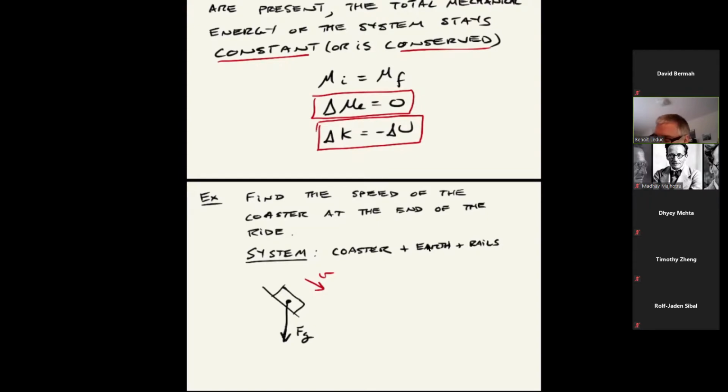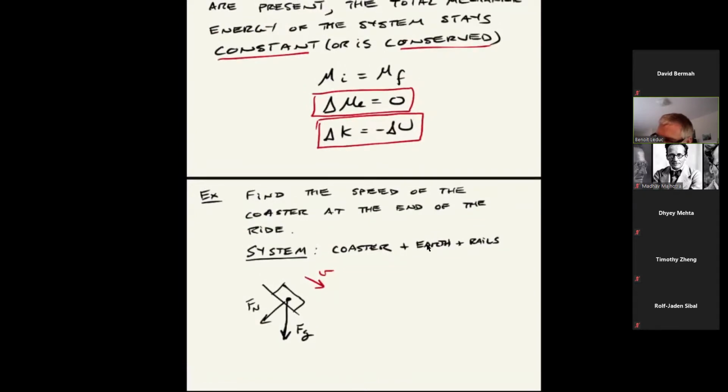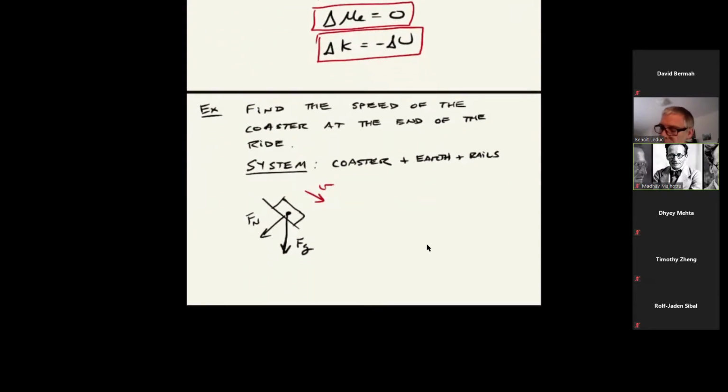Now, the normal force might be towards or outwards. It doesn't really matter here. I'll put it in here, right? So it would be in. All right. And that's it. Now, do we care about the work done by the rails? Yeah, Madav. No, because it's perpendicular. That's correct.